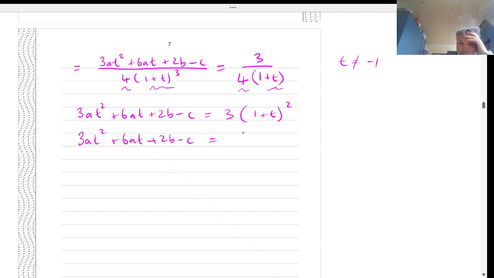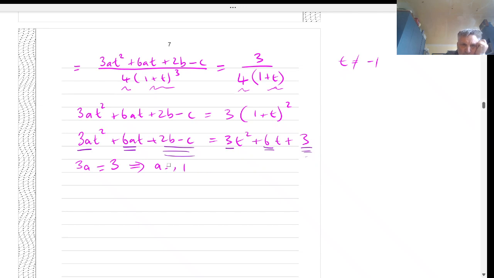Let's multiply out the right-hand side. 3t squared, 2t times 3 is 6t, and 1 times 3 is 3. And now we can equate coefficients. 3a has to be equal to 3, 6a has to be equal to 6, and 2b minus c has to be equal to 3. Those first two give us the same value for a, which is reassuring. So 3a equal to 3 means that a has to be equal to 1.